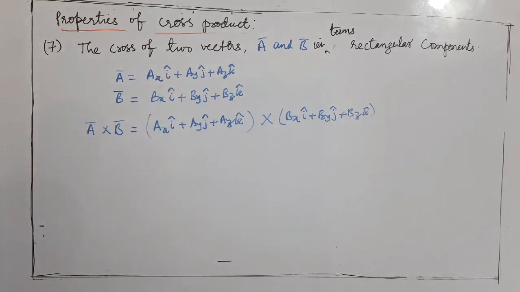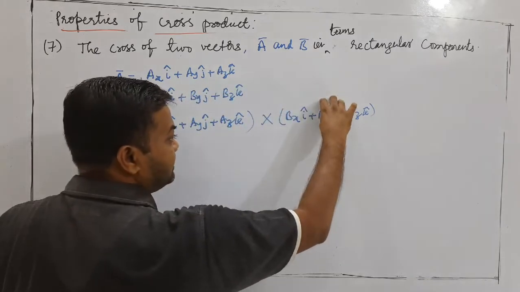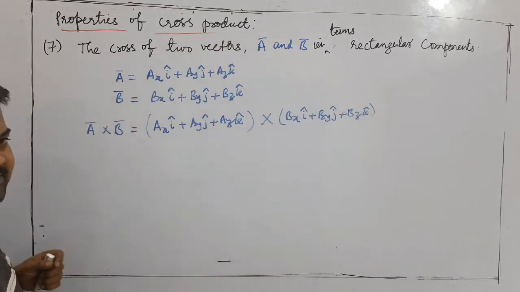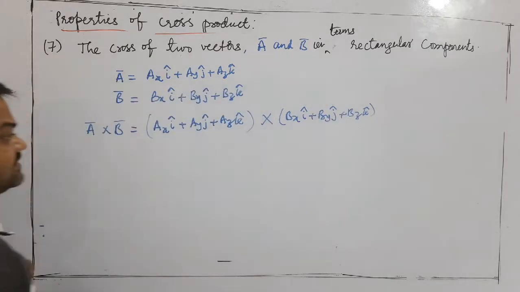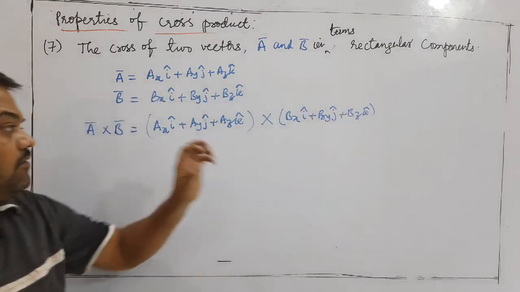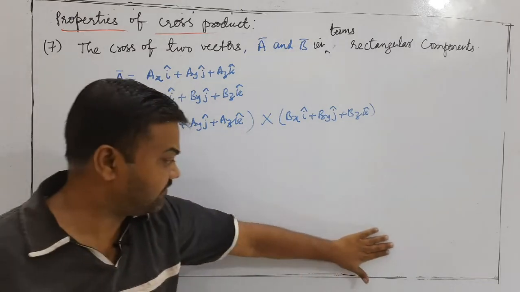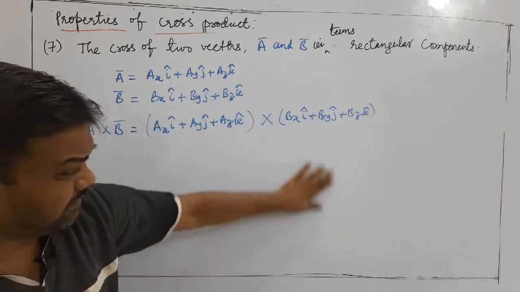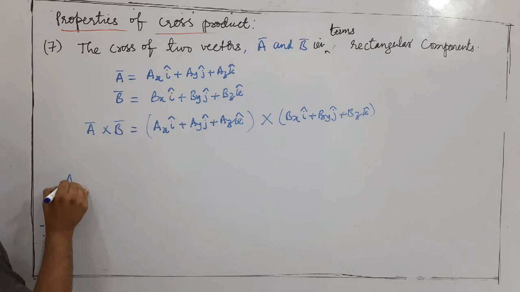We take it like this. If you multiply AX i cap with BX i plus BY j plus BZ k, these 3 you have to multiply. Next, AY j with BX i plus BY j plus BZ k. Next, if you multiply AZ k with these 3 terms, altogether we have total 9 terms, and of course it is not difficult, but it is some lengthy process. For that, simply we will derive with determinant method.